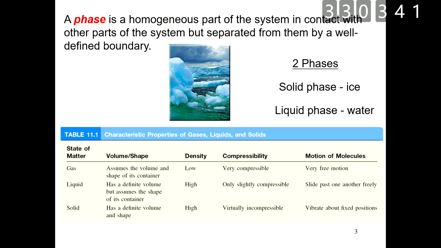We know basically matter has three states: gas, liquid, and solid. This table shows some simple properties of the states. For example, for gas, of course, we know the density is very low, and liquid and solid are higher than gas. Okay, so this is about phase.